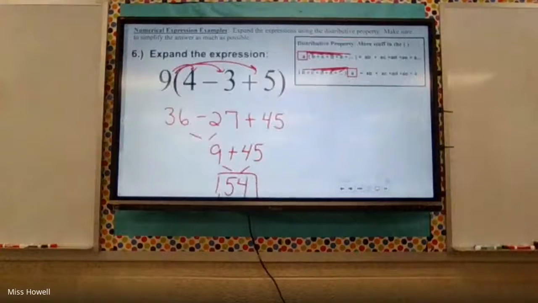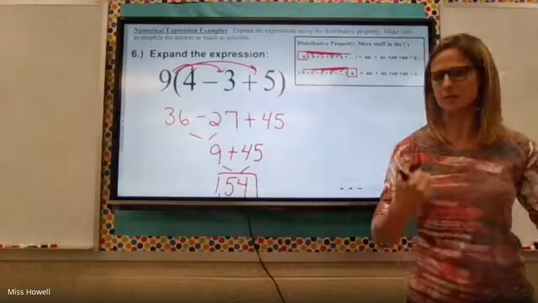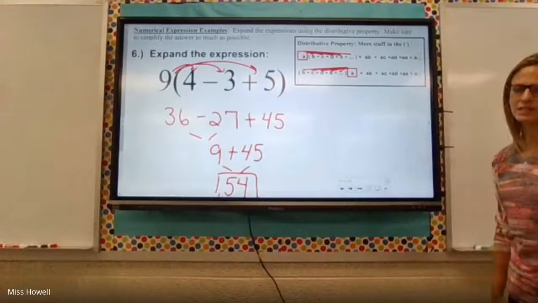All right, number 6. We're taking a 9 and sharing it. We'll get a 36 minus 27 plus 45. And then we can simplify by working left to right until we get down to that 54.